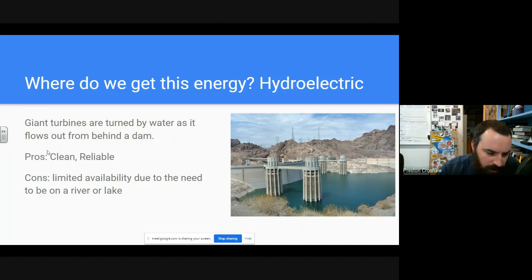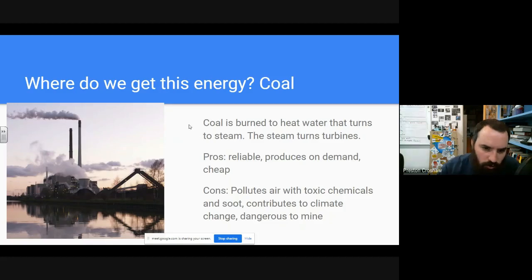So it's clean and reliable. We can release more water if we need more electricity. We can hold it back if we don't need as much. Problem is that it's got to be on a river or lake. Don't have a lot of geographic flexibility with this. It's got to have water near it. So that's one of the problems. A lot of positives, few negatives. Hydroelectric is pretty cool, especially in mountainous regions like here in the western United States. Clean and reliable.